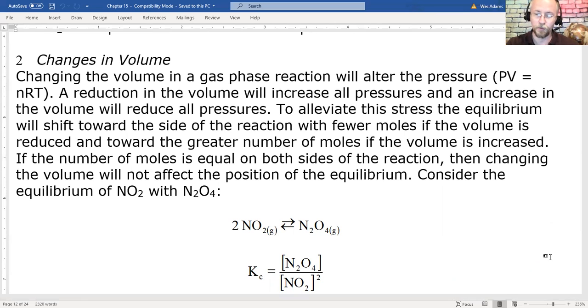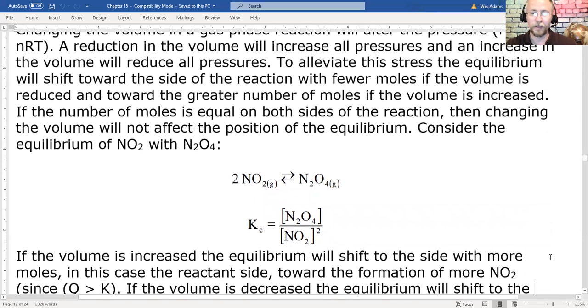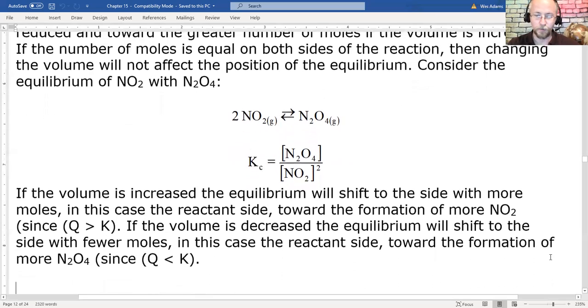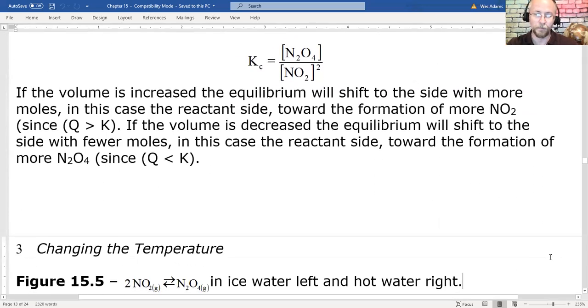If we consider 2NO2 going to N2O4, where Kc is the concentration of N2O4 over the concentration of NO2 squared, if the volume increases, then the equilibrium will shift towards the side with more moles. In this case that is the reactant side, because there are more moles of NO2 at equilibrium. So Q is bigger than K in that case. If the volume is decreasing, the equilibrium will shift towards the side with fewer moles, the N2O4 side, or the products, towards the formation of N2O4, because Q is less than K.